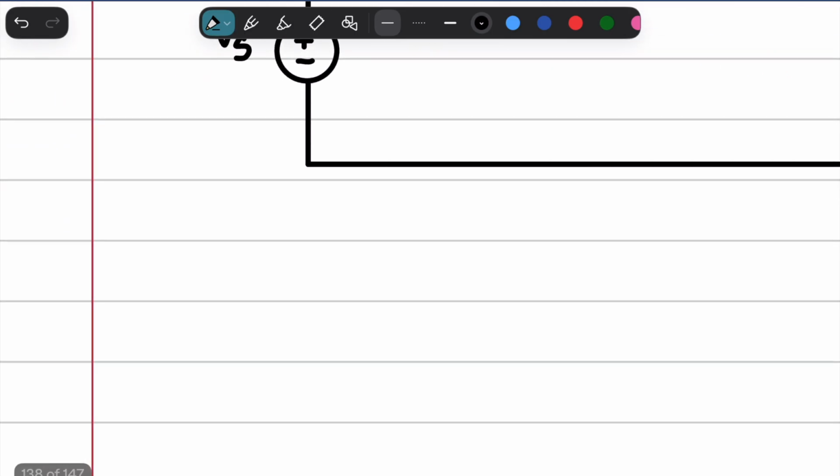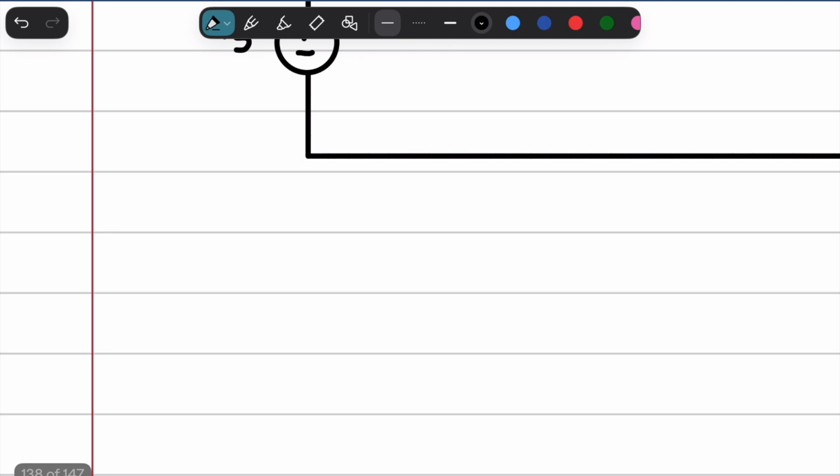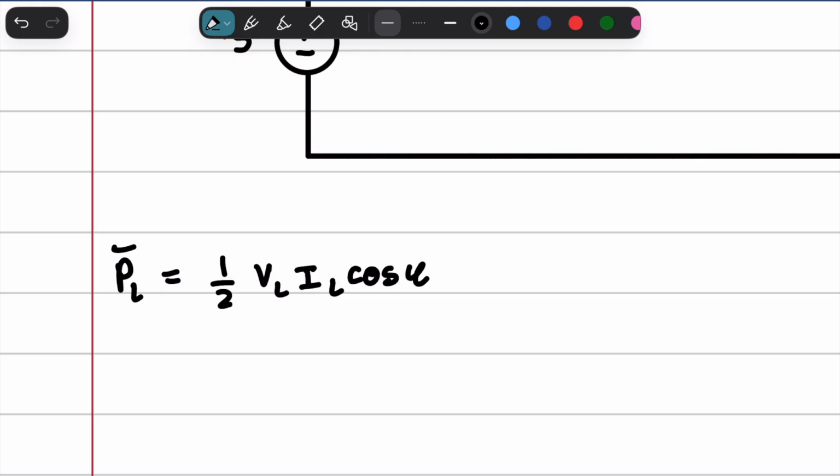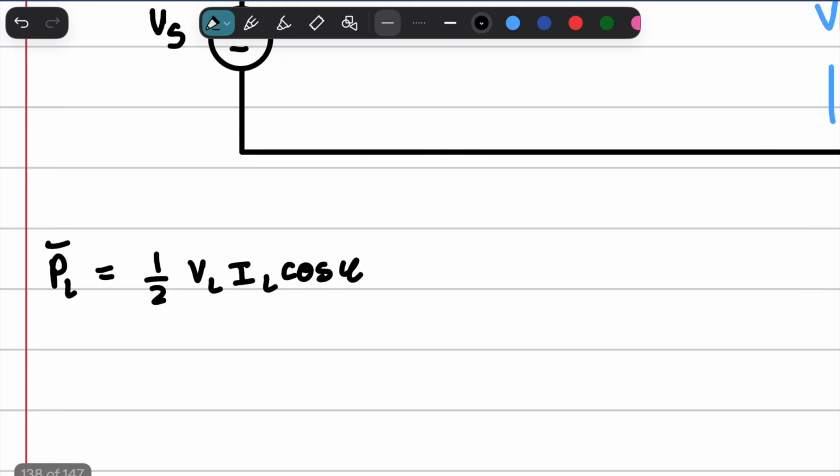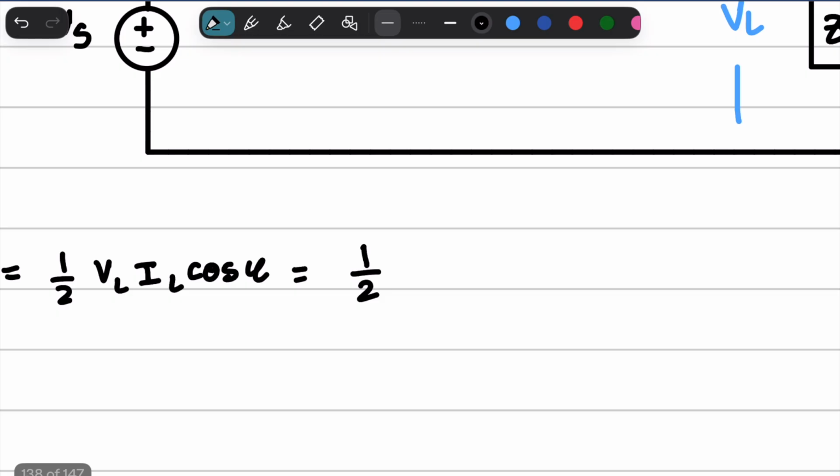And from doing that, all we're going to do is take our PL average and we're going to equal that to our full power equation with the power factor. And our max amplitudes are going to be from the voltage load and the current load. We're going to go ahead and turn that into the V squared over R version.